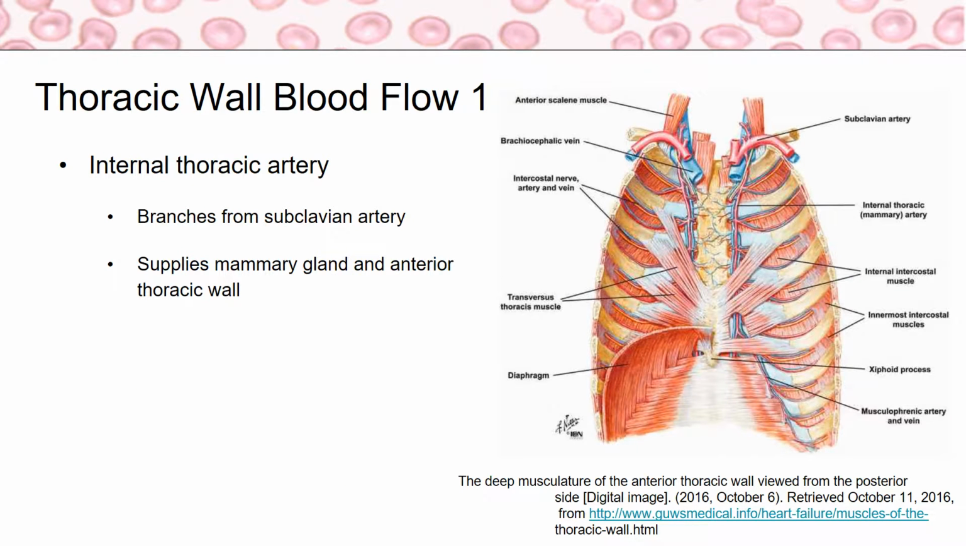Next is the thoracic wall blood flow. So we'll look at the subclavian artery here. Off of the subclavian artery branches the internal thoracic artery, which supplies the mammary gland and the anterior thoracic wall with the blood it needs.